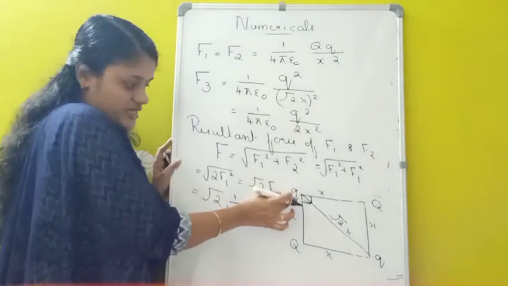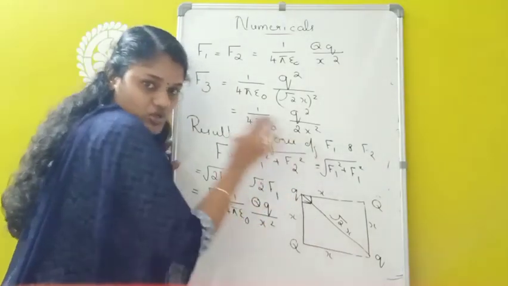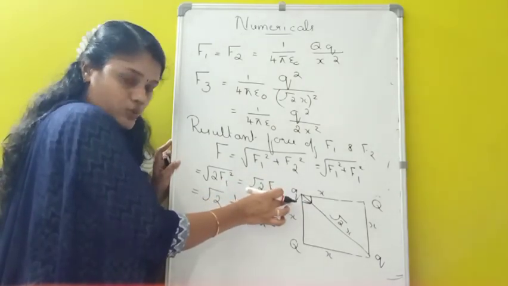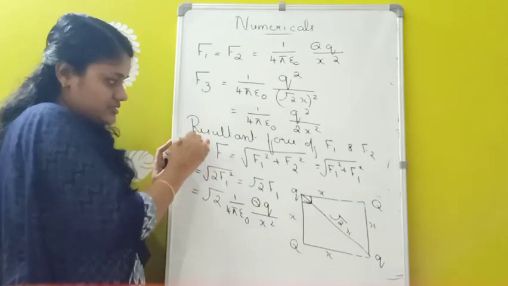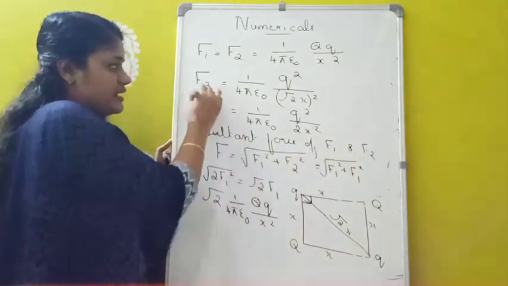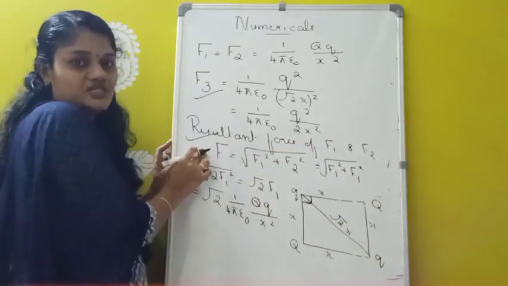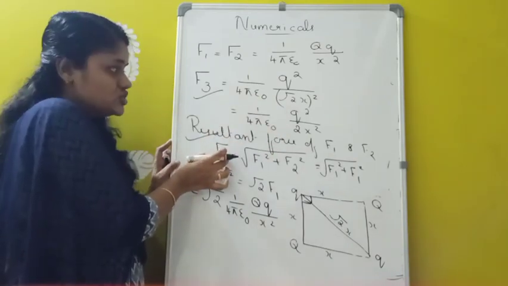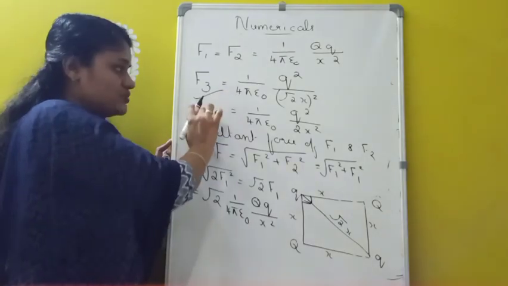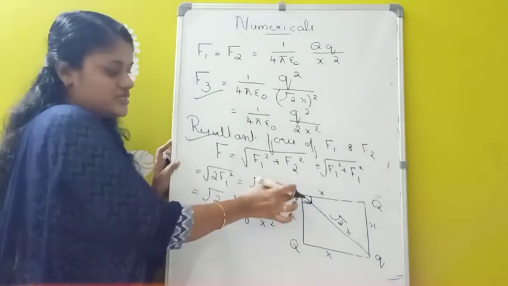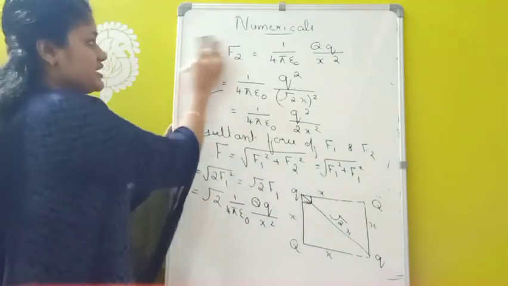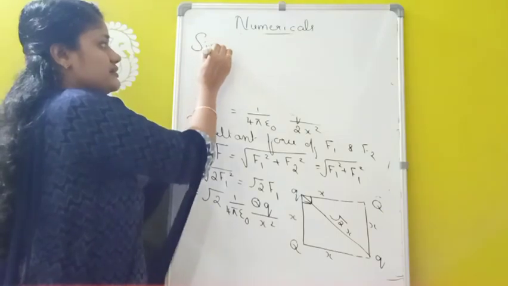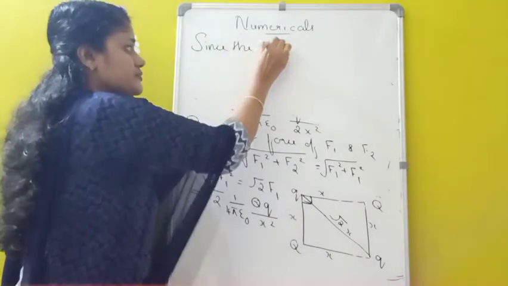So F3 is the force acting on the small q charge due to this small q. But it is given that the net force acting on this small q charge is 0. That means the resultant force of F1 and F2 and this F3 must be equal and opposite. Then only they will cancel each other. So this F must be equal and opposite to this F3. Then only both these forces will cancel each other, and the net force acting will be 0.